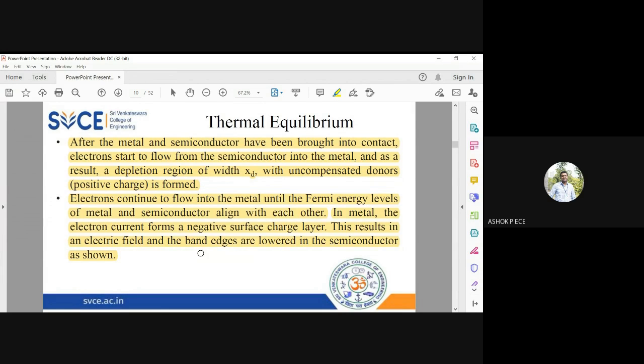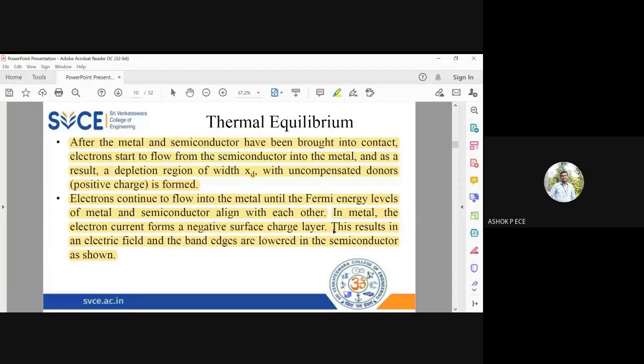But here, in the metal semiconductor junction, since the semiconductor has a higher Fermi level compared to the metal, the electron flow is going to happen from the semiconductor to the metal, not the other way as we might have thought. Because metals have a lot of free electrons, we thought the metal would supply electrons to the semiconductor. No, the semiconductor is going to supply the electrons to the metal till the Fermi level becomes the same. That is what is told here.